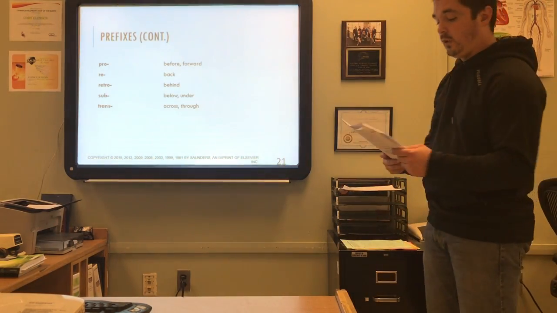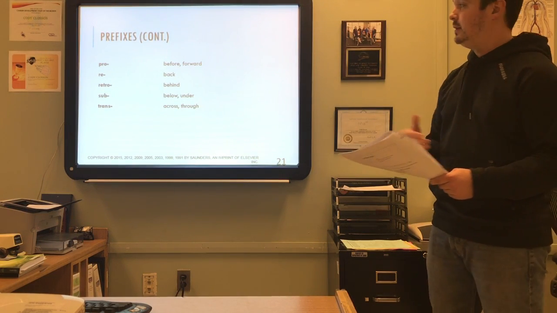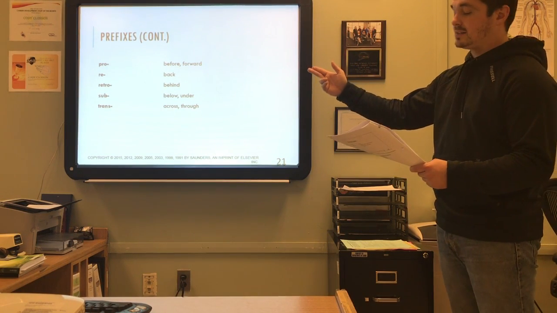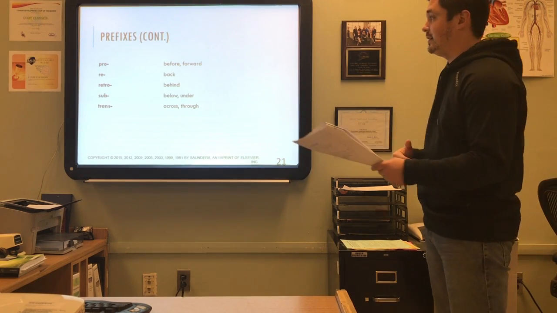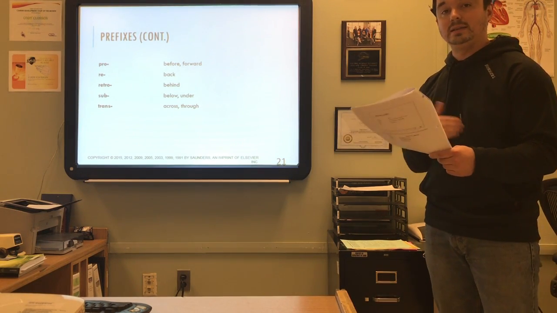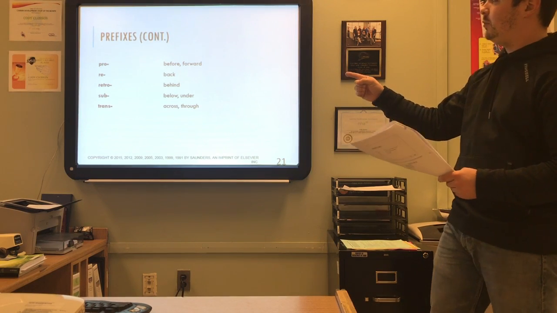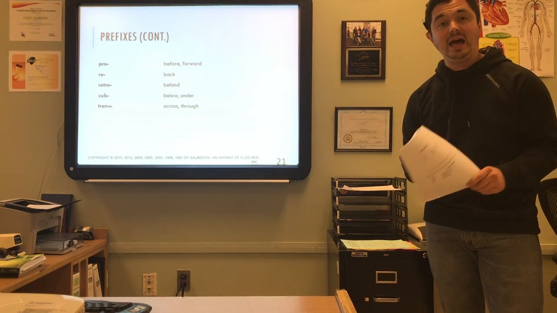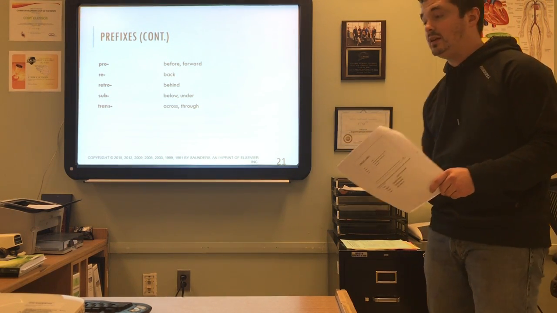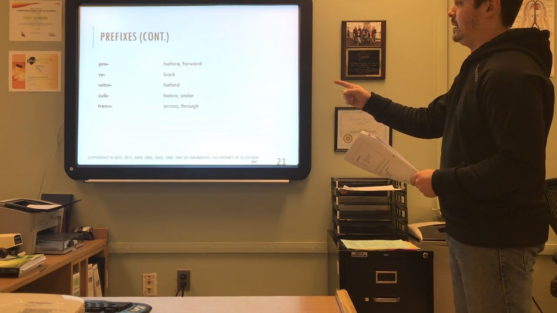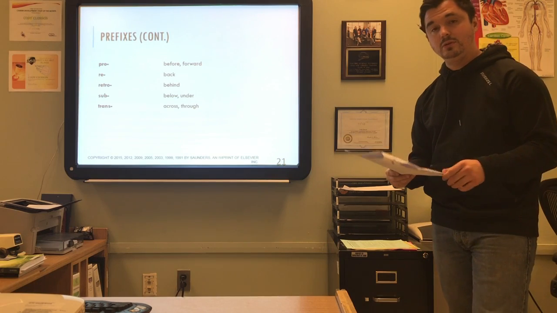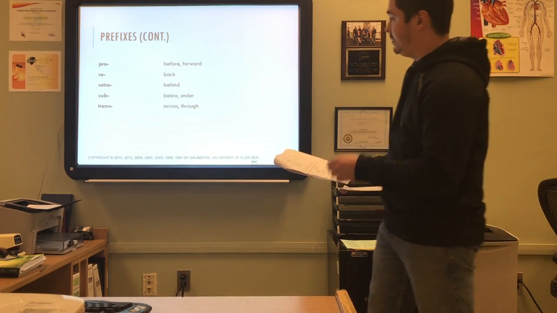Pro means before or forward, so like prostate gland. Re means back, so resection. Retro would mean behind, so like retrogastric, so behind the stomach. Sub would mean below or under, so subhepatic, below or under the liver. And then trans would mean across or through, so transurethral, through the urethra.